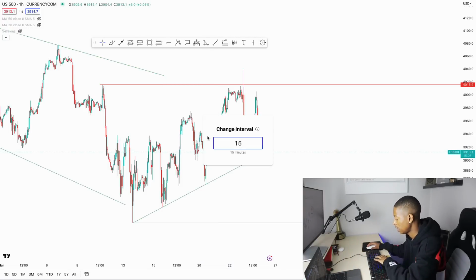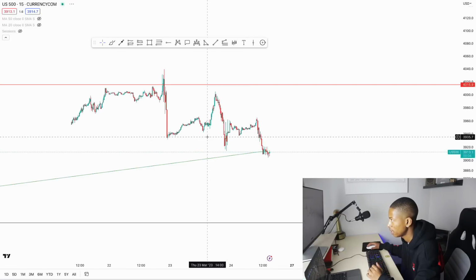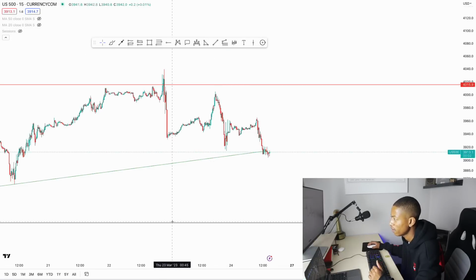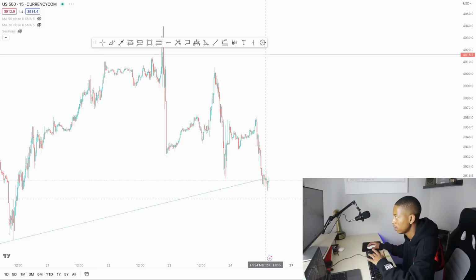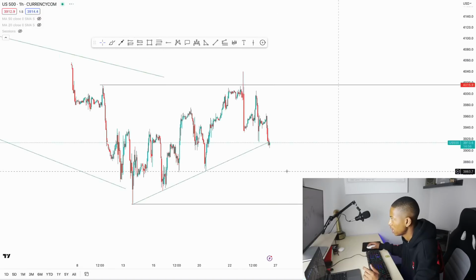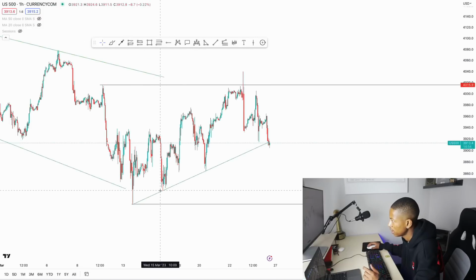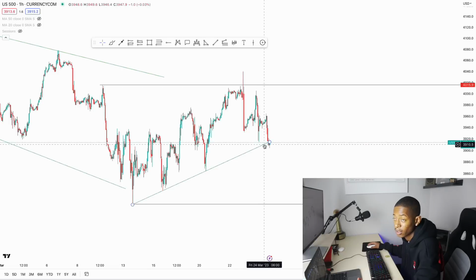Second, I'm going to move on to the 15-minute time frame. With the 60 minutes, you can easily see where we're at. Let me just show you guys this real quick. We can see first touch, second touch, third touch, and now we are close to the 4th touch. That's on the 1 hour.